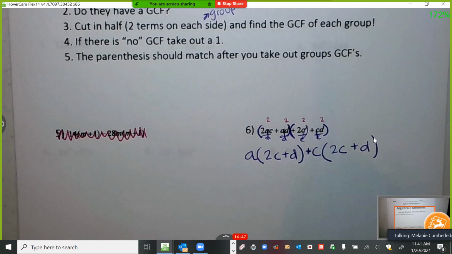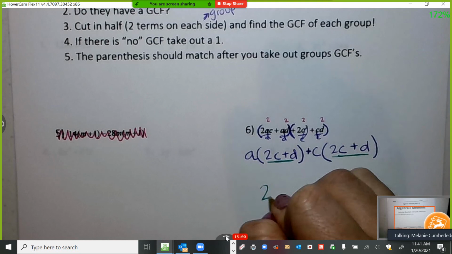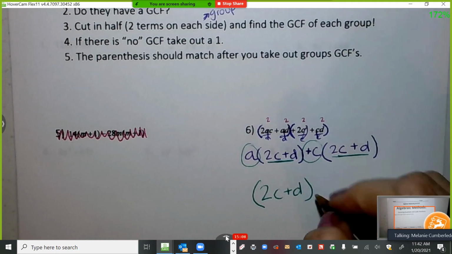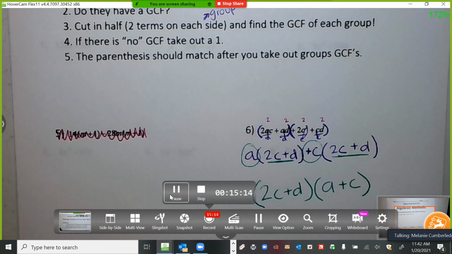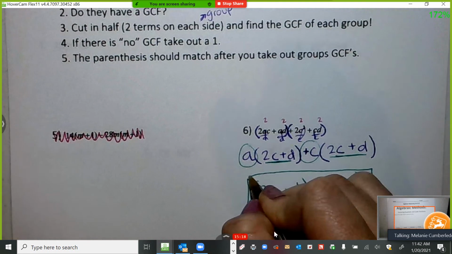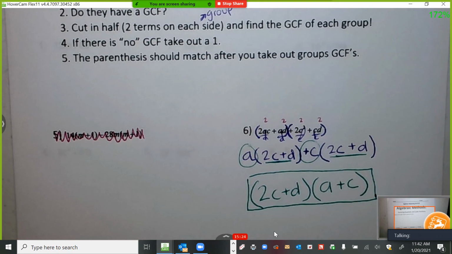Step 4 is just if there's no GCF, you'll still take out a 1, but these both had a GCF, so that's not a worry. So it says the parentheses should match after you take out the group's GCFs. Do you see how the two sets of parentheses match? That's one of your factors. Now, your other factor is the leftovers together, A plus C. Okay, so here's our answer. Those are our two factors. If we were to double distribute, we would get this out of it. Okay?